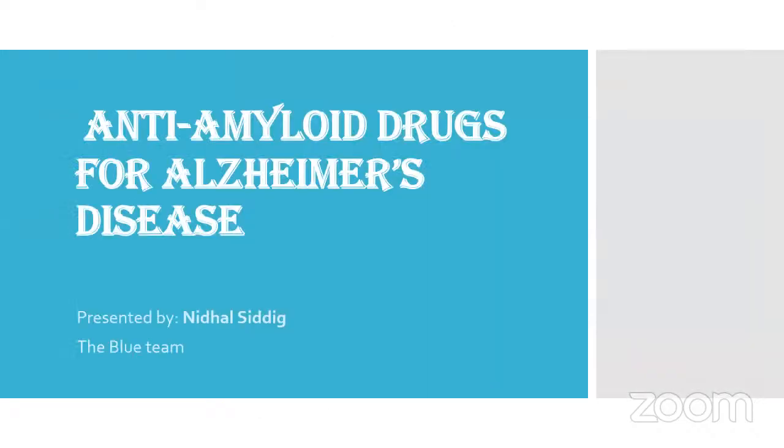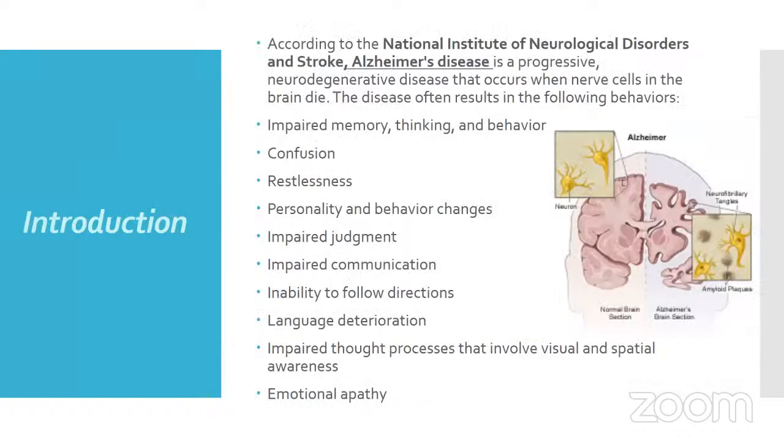Before going through these drugs, let's talk generally about Alzheimer's and about the relationship between amyloid and Alzheimer's, and why we choose it. If we give the patient an anti-amyloid drug, he will benefit from it in the progression or the treatment of Alzheimer's disease. So the first slide: what is Alzheimer's?